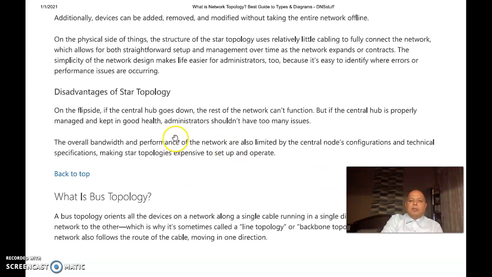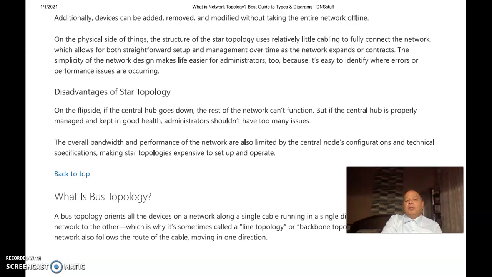Now, there are some downsides, like disadvantages of the star topology. You can say flip sides. The main important thing: if the central hub goes down, then the entire network will be down. The entire network can't function. So therefore, the central hub is very, very important, and the network administrator has to manage the central hub.